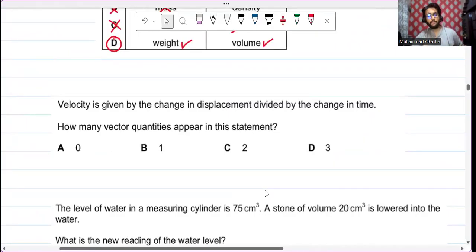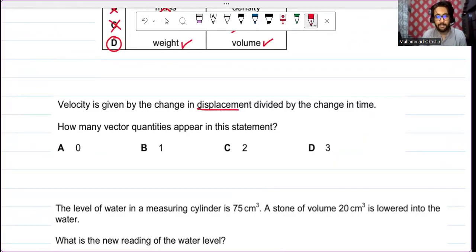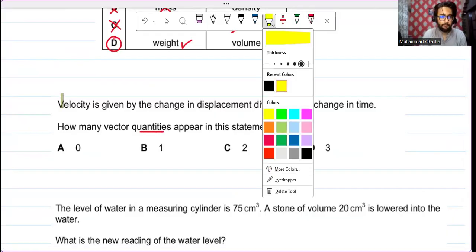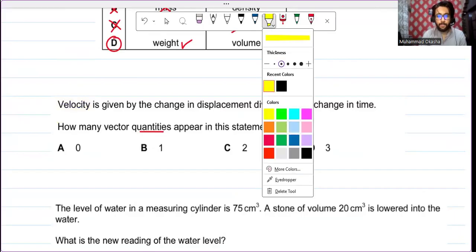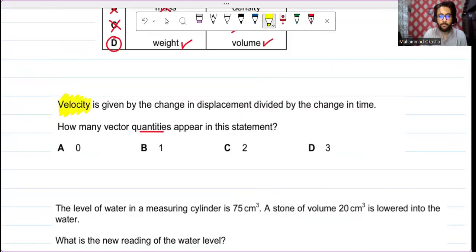Velocity is given by change in displacement divided by change in time. How many vector quantities appear in this statement? First vector quantity is velocity. This is the first one. And the second one, displacement. Time is also a quantity, but this is a scalar quantity. We're looking for vector quantities in this statement. There are two, so the answer is going to be C.